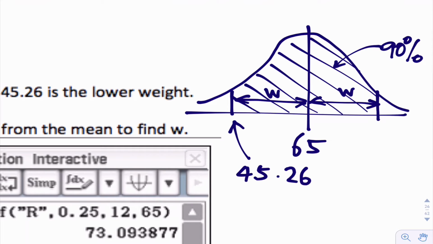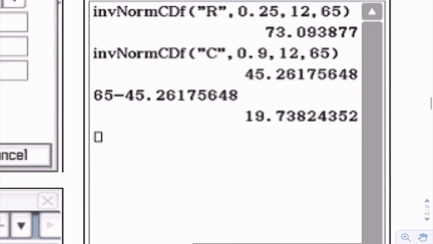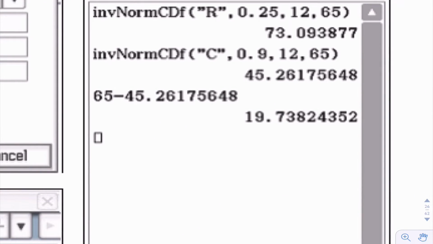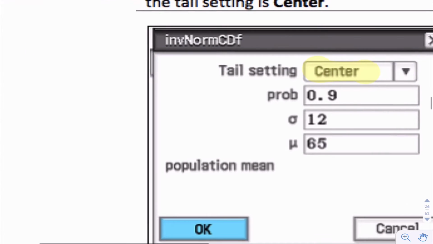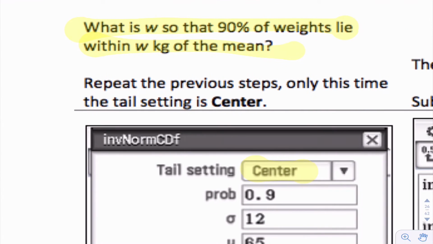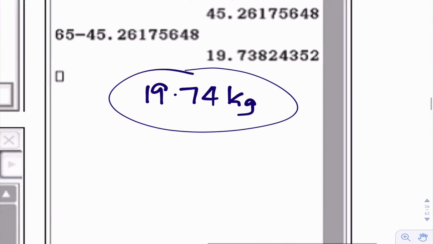But what we're really interested in here is this value of W. So we just go 65 minus that value, and we get 19.74, rounded to 2 decimal places. So 19.74 kilos. Let's see if we've answered the question. What is W so that 90% of the weights lie within W kilos of the mean? Yep, 90% of the weights lie within 19.74 kilos of the mean in this case. Beautiful.